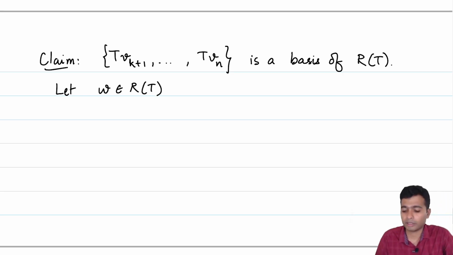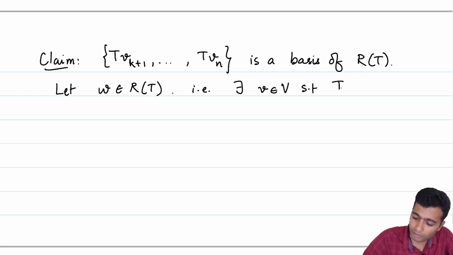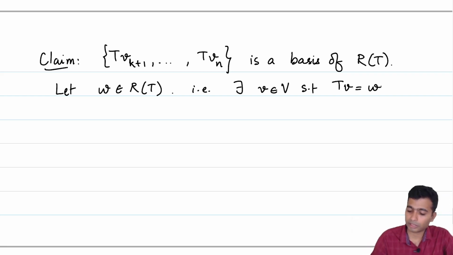We have to show that W can be written as a linear combination of T Vk plus 1 to T Vn. But what does it mean to say that W is in R of T? That means that it is the image of some vector V, i.e. there exists a vector V in capital V such that TV is equal to W. That's precisely our definition of what R of T is.